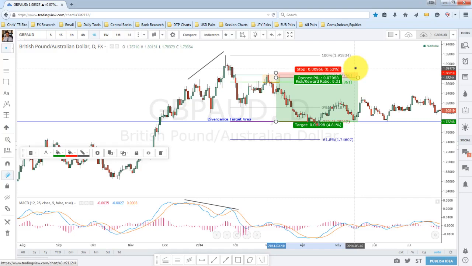Okay, so these types of setups, while they don't always play out to the targets depending on how you manage them, because obviously you're going to want to lock in profits. If you have a 9-to-1 reward to risk ratio, you're obviously going to want to lock in some profits as price moves. But it's a much more effective way to enter into these patterns instead of using just a very large stop, a really small trade, and having to stay in the trade for weeks or a month, for 1 or 2%.